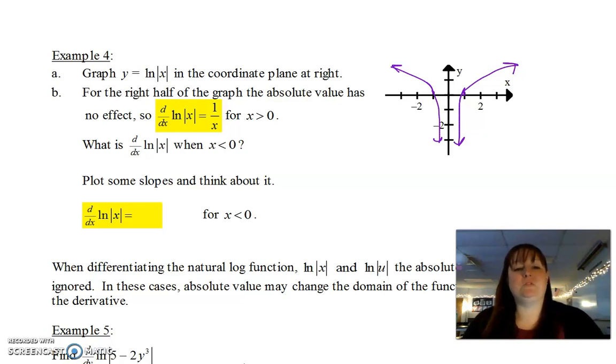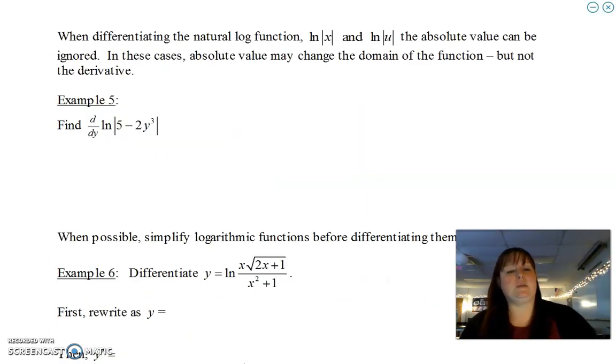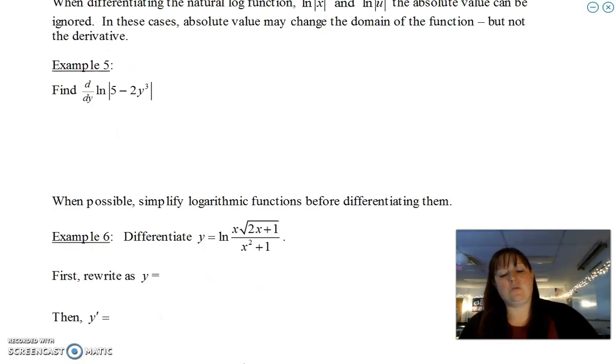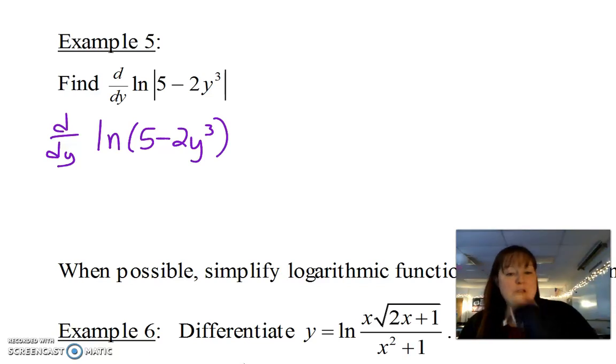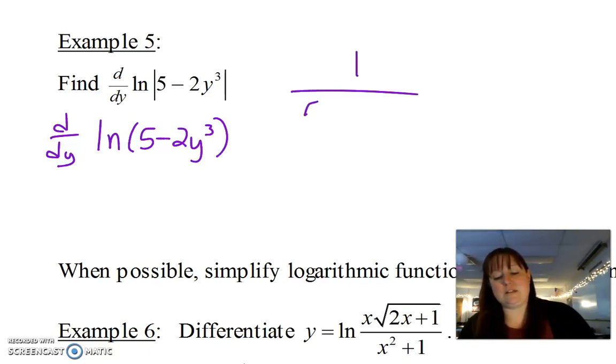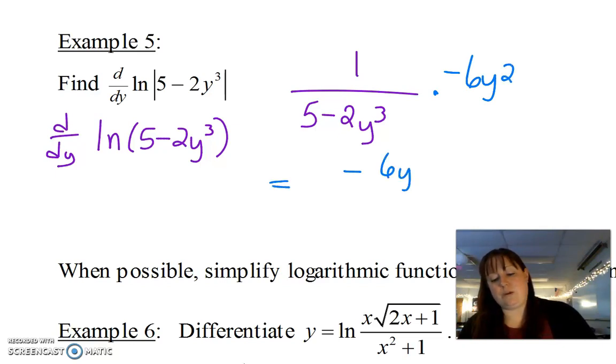The absolute value doesn't change the derivative of the natural log, because we normally can only put positive values in, so it doesn't really matter. Okay? So, if we're differentiating, we just ignore the absolute values on this one. So this would be the same as the derivative of ln of 5 minus 2y cubed. And so again, we do the derivative of the outside function with the inside still intact, times the derivative of the inside function, which is negative 6y squared. So we have negative 6y squared over 5 minus 2y cubed.